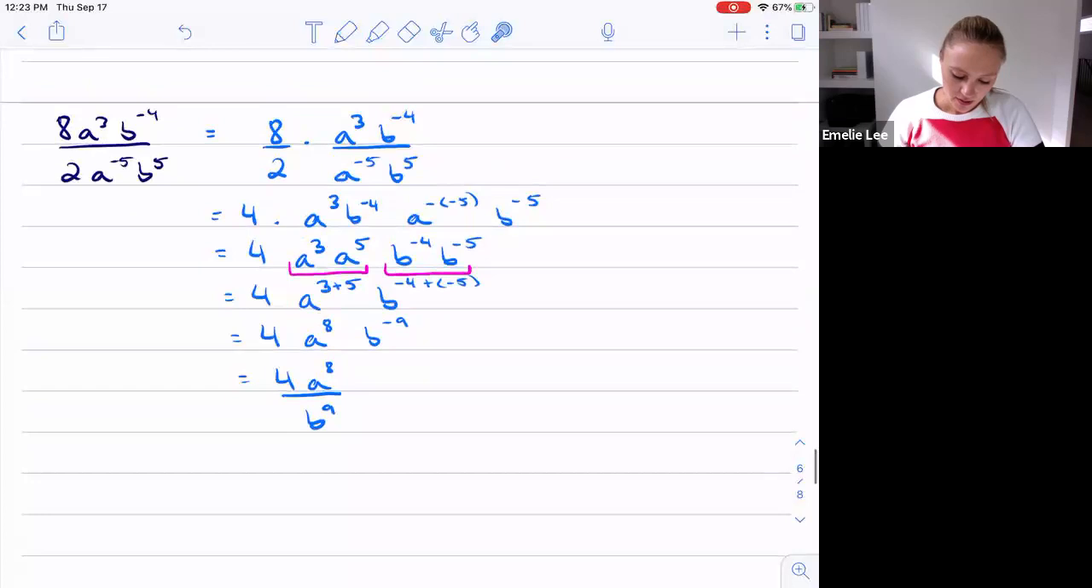In the future, I don't expect to see all of these steps that I'm showing here. In fact, you could go straight from here down to a to the 8. That's totally fine. We're working on why it's like that. How do we get from a to the 3 over a to the -5 to be a to the 8? But if you just see it right away, then you're allowed to just go from up here to here. Totally fine. Or even if you want to jump in here, works too. I'm just showing you all the steps because that's what we're here for.